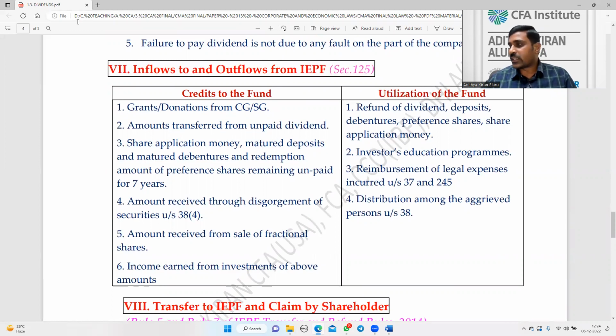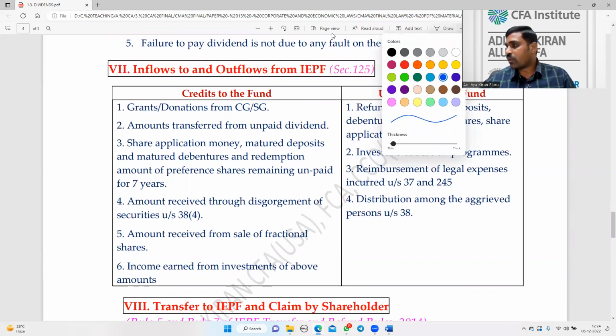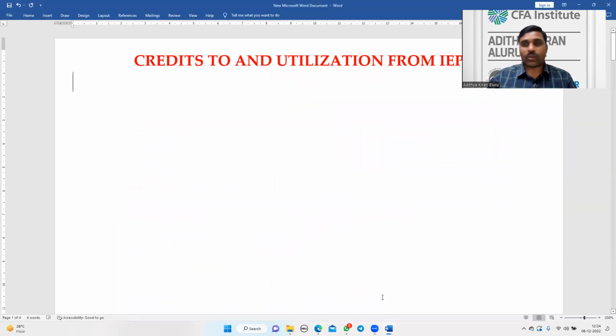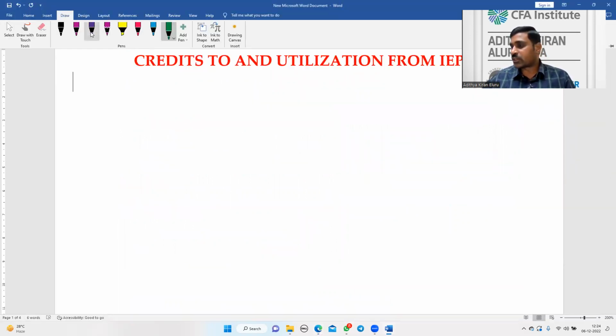So we are discussing the receipts and payments account. In simple words, this is receipts and this is payments. So what are the amounts received by the IEPF? Grants and donations from central government. Central government will give grants and donations to the IEPF.